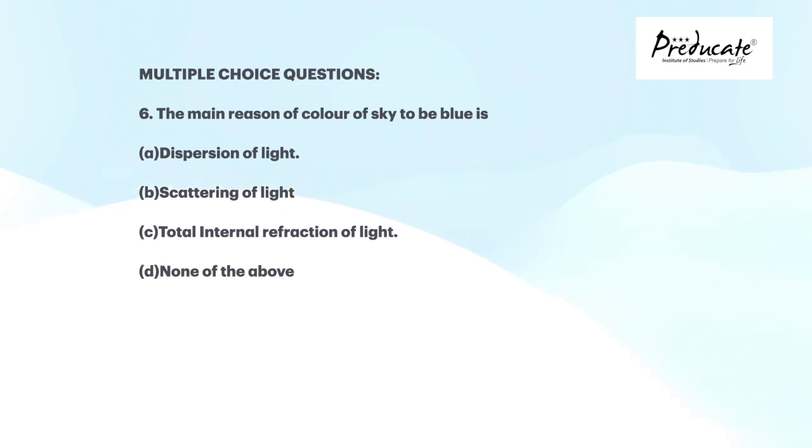The main reason of color of sky to be blue is A. Dispersion of light, B. Scattering of light, C. Total internal refraction of light, D. None of the above.